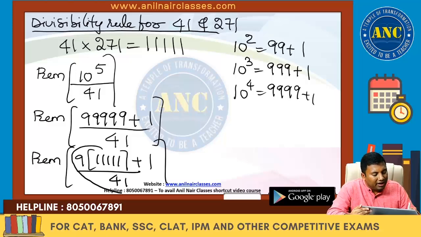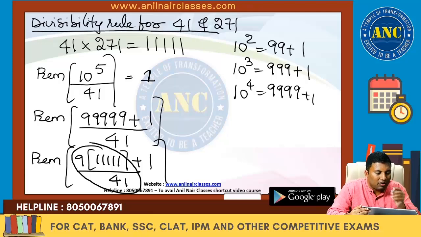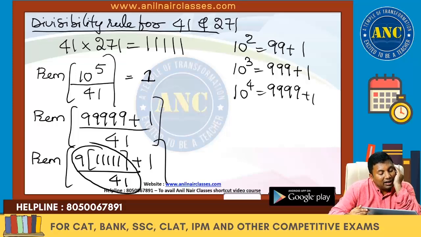5 ones divided by 41. 5 ones is nothing but a multiple of 41. Are you all with me? So how much is the remainder we got? 0 plus 1. So here it is nothing but 1 we got. Are you all with me? 10 power 5 is nothing but 5 nines. 5 nines is 9 into 5 ones plus 1. 5 ones is divisible by 41.